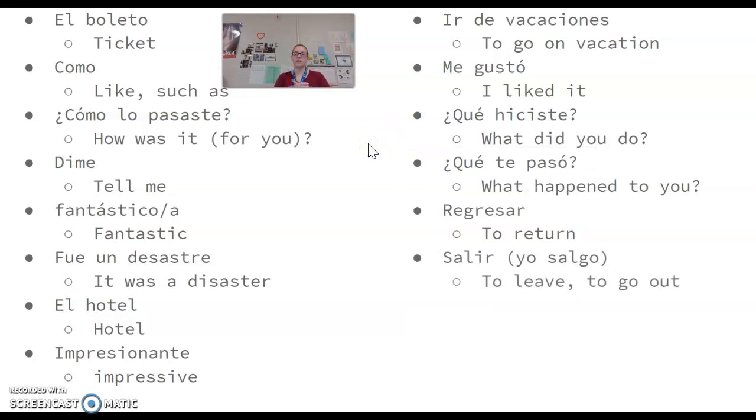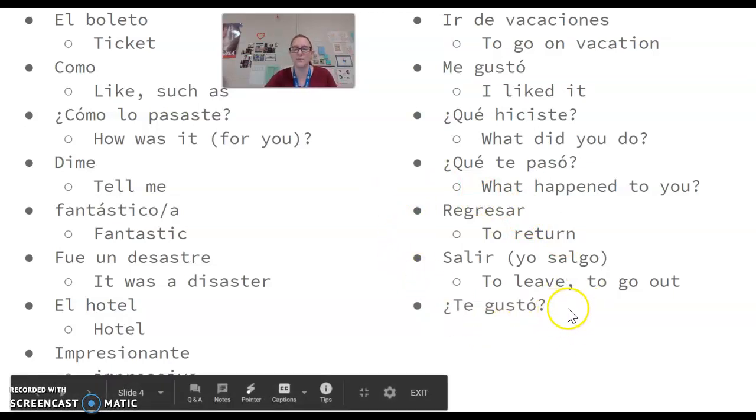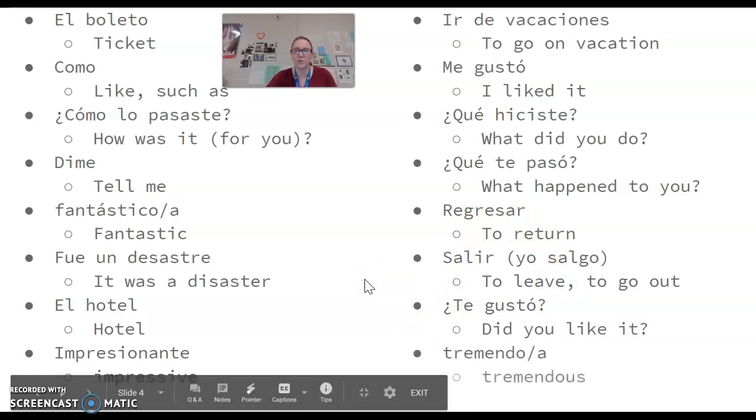Salir is to leave or to go out, and the yo form is salgo, so make sure you add that to your notes. It's a yo-go verb. It's regular other than that yo form. Okay, ¿te gustó? Did you like it? Was it pleasing to you? Tremendo or tremenda. It's tremendous.